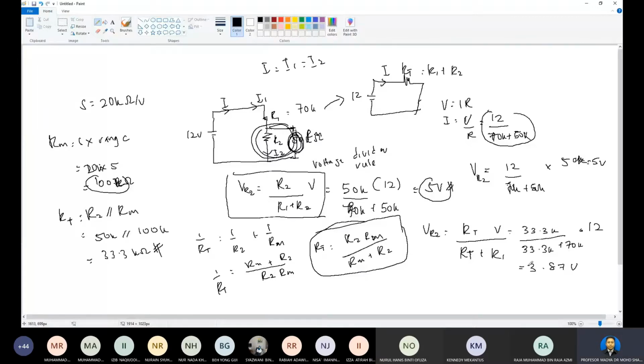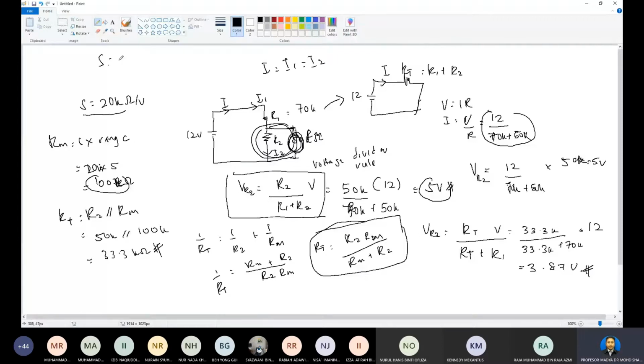Next, for part C, the sensitivity is 200. It will be the same concept, using a similar method to this one. Part C you can try yourself. So part C will be 200 kilo.